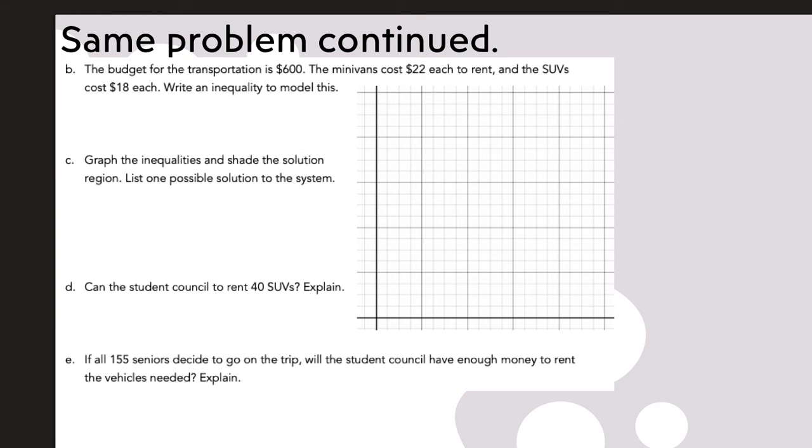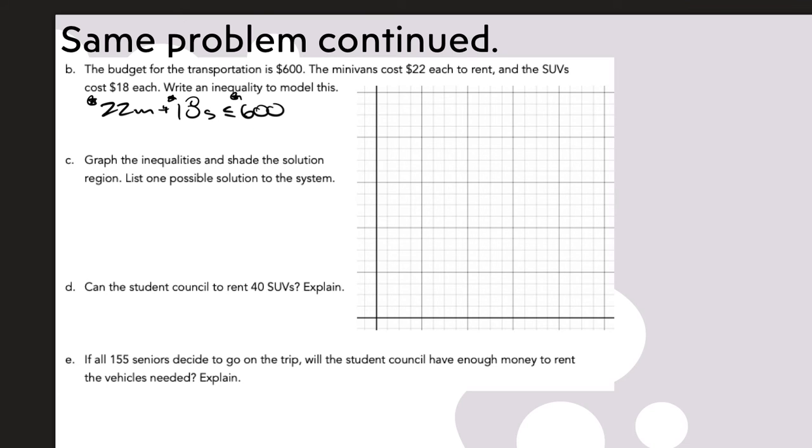Now we're looking at cost. They have a $600 budget. The minivan costs $22 each, and the SUV costs $18 each. We're going to write an inequality. We're going to use the same variables. And just for right now, I'm going to use units, so we know it's a separate equation from the one we just did. We're looking at total dollars spent. $22 per minivan plus $18 per SUV. We need to come in at $600 or below. That's our budget. This is the max money that we can spend.